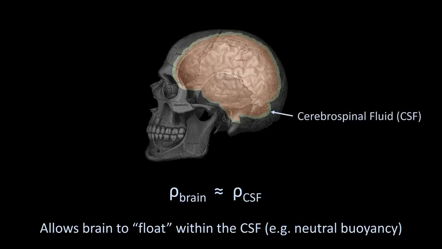Why this is so critical is that without the CSF and without the buoyant force on the brain, the bottom of the organ would get compressed by the overlying weight of the rest of it. This compression would cut off blood flow, leading to the death of neurons and eventually death of the patient.